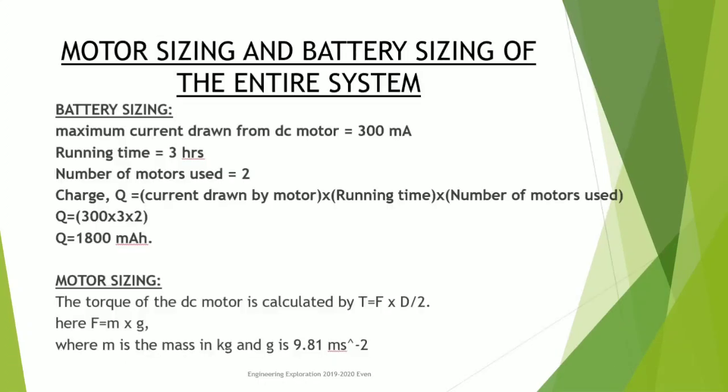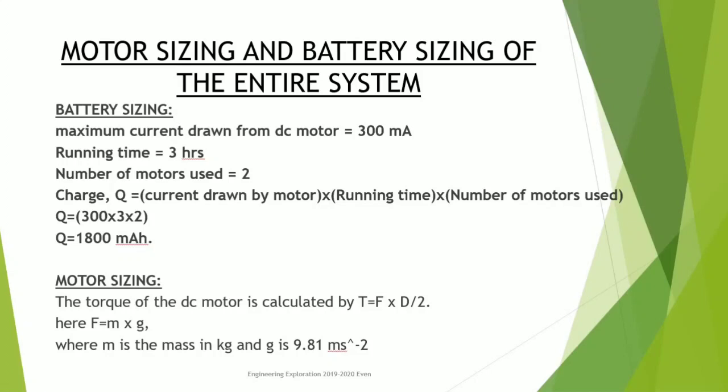Now let's see the motor sizing and battery sizing of the project. First, let's see the battery sizing. The maximum current drawn from a DC motor is 300 milliamps, the running time of the DC motor is 3 hours, and the number of motors used is 2. Now we can obtain the charge by multiplying the current drawn by the motor, the running time, and the number of motors used, where the charge obtained will be 300 x 3 x 2, which is equal to 1800 milliampere hour.